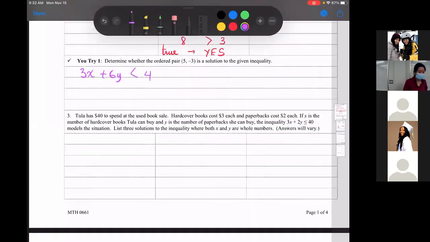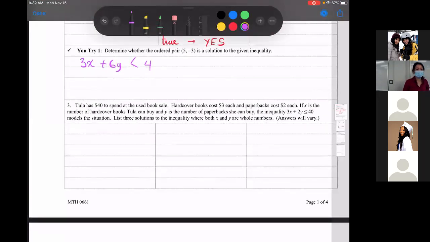Okay, number 3, Tula. Did I say it right, Tula? Yeah, thank you. Tula has $40 to spend at the used book sale. Hardcover books cost $3 each, and paperbacks cost $2 each. If X is the number of hardcover books Tula can buy, and Y is the number of paperbacks she can buy, the inequality 3X + 2Y ≤ 40 models the situation. List 3 solutions to the inequality where both X and Y are whole numbers.